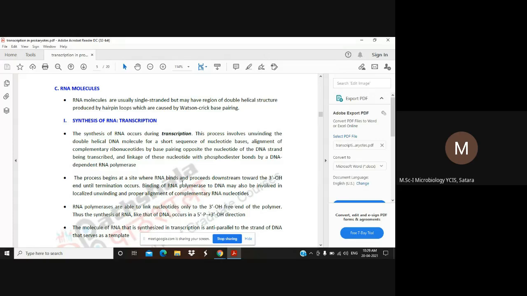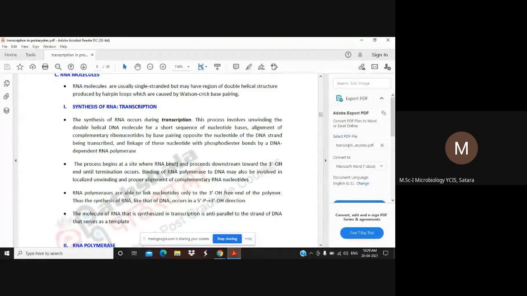Then how this RNA is produced by using the complementary copy of the DNA. That is, the DNA molecule is used as a template. And how does the process begin? There is a free 3-OH end, and that is called the growing end. So this 3 prime OH group brings about a nucleophilic attack on the incoming nucleotide.